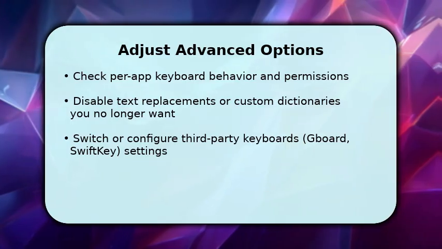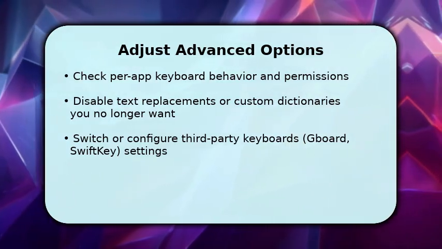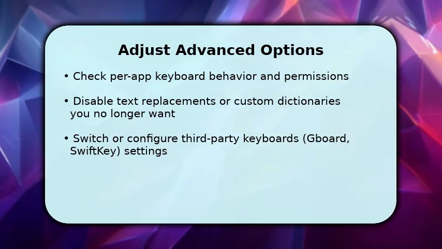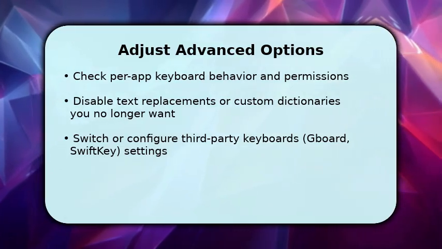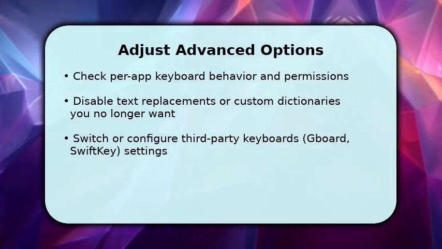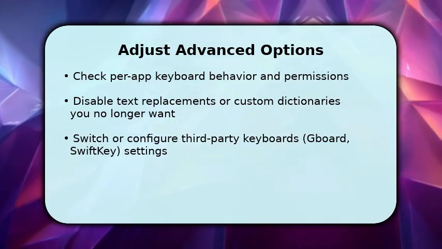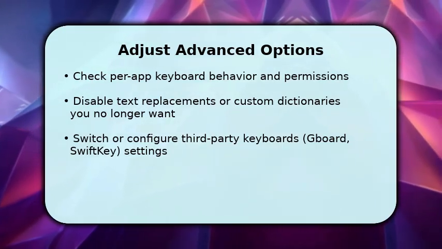Open text replacements or personal dictionary and remove or edit entries that trigger unwanted corrections. This prevents repeated auto replacement. If you use a third-party keyboard like Gboard or SwiftKey, open that app settings and disable autocorrect there as well, because app-level settings override system defaults.